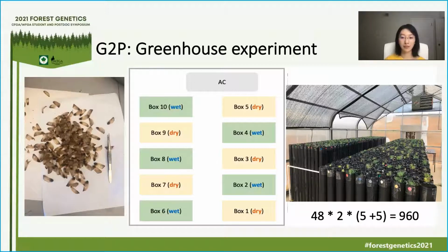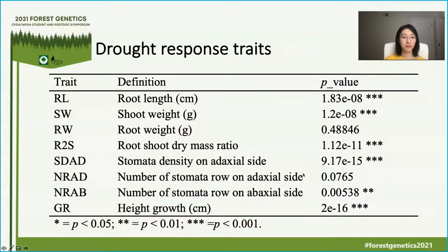We collected seeds from 48 previously genotyped mother trees. Potentially, we have 20 seedlings for each family, with 10 in dry treatment and 10 in wet treatment. After germination and growth for about 2 months, the wet treatment group was watered twice every week, and the drought treatment was watered once every 3 weeks for about 4 months.